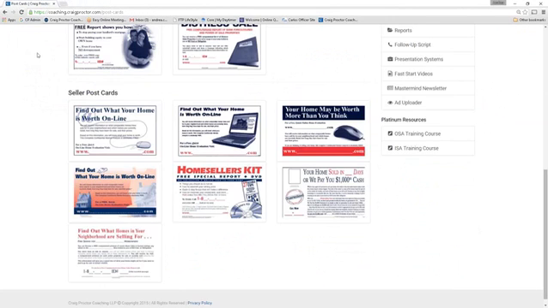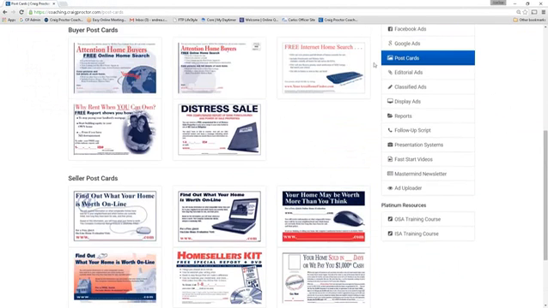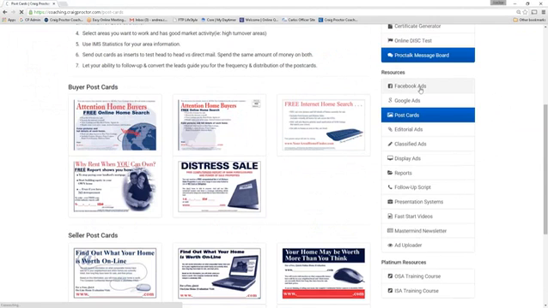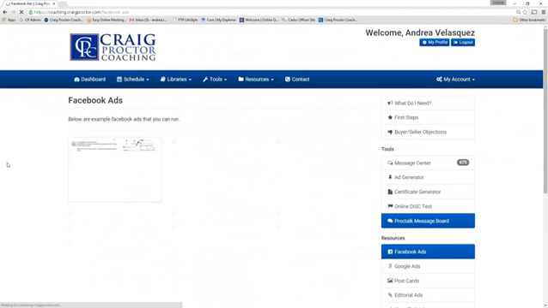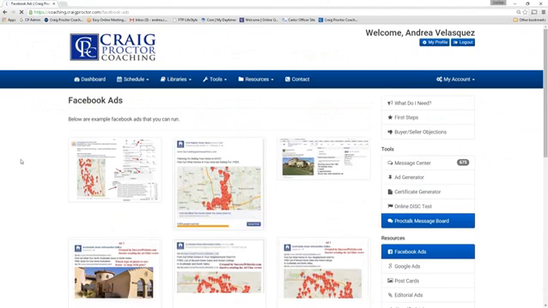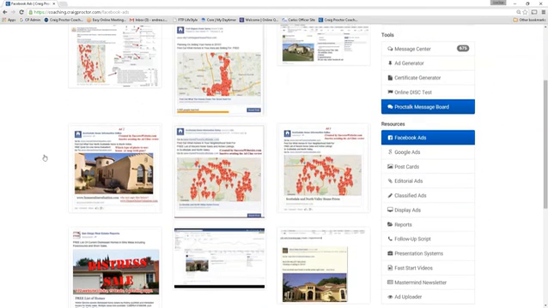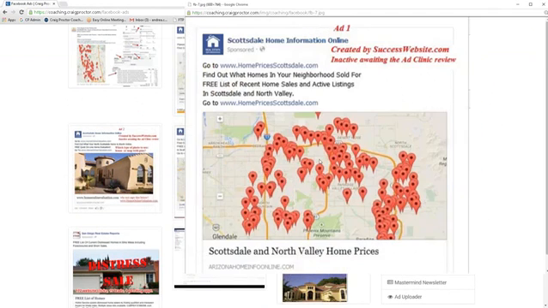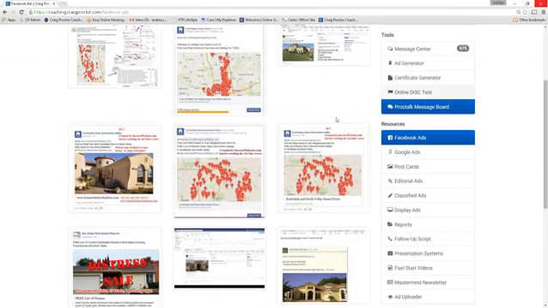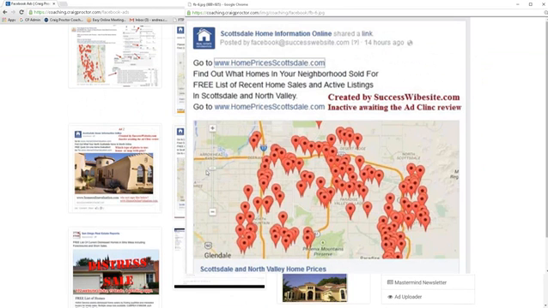And of course, you can go to Facebook. On the home page of the coaching site, Andrew, I believe we've got a couple Facebook examples. Let's show the one with all the pins on the map, because again, that's that area home sales report. Right there in the middle, if you can make that one bigger. Find out what homes in your neighborhood are selling for. That was the one.